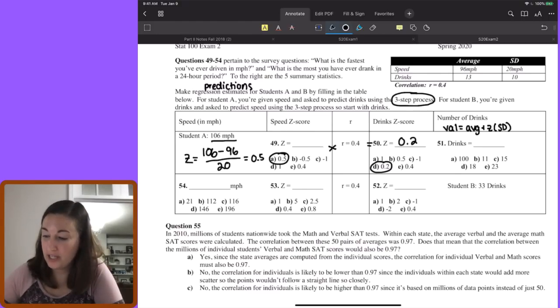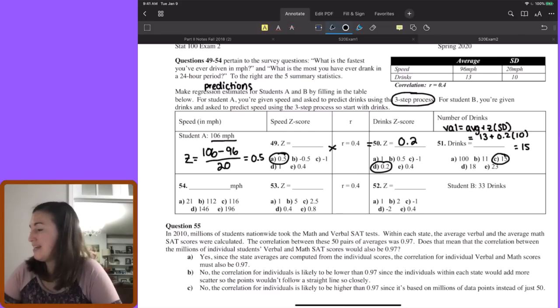And now I'm looking at drinks. So the average for drinks is 13. My z-score is 0.2. The SD is 10. So that gives me 15 drinks as my prediction.